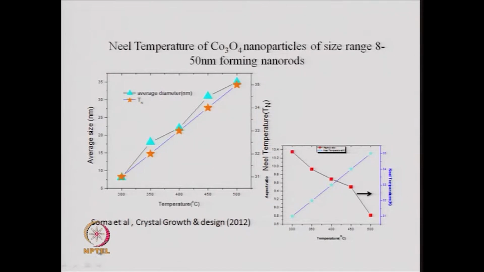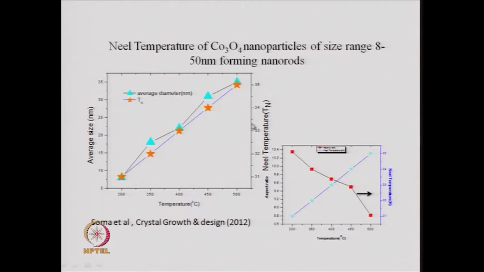And so, if you plot the size of the particles, so the average size or diameter of the particle, along with the decomposition temperature, you will see that as you increase the decomposition temperature from 300 to 600, the average size of the particle is increasing. Not only that, the Néel temperature is also increasing. So, what we showed was a 35 nanometer particle shows a Néel temperature of around 35.